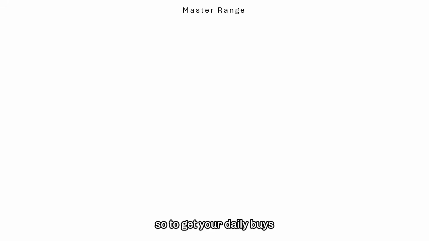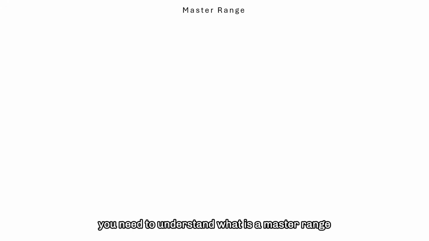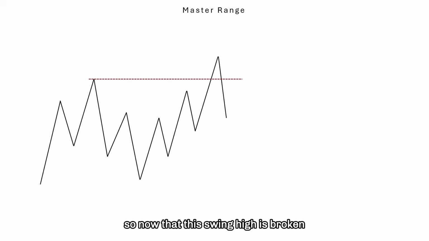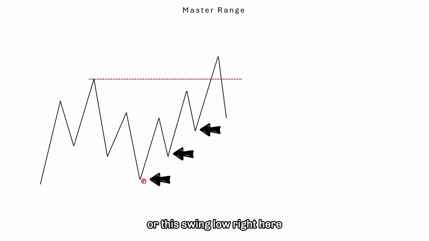So to get your daily buys, you need to understand what is a master range. So now that this swing high is broken, where is the low of the range? Would it be this swing low right here, or this swing low right here, or this swing low right here?